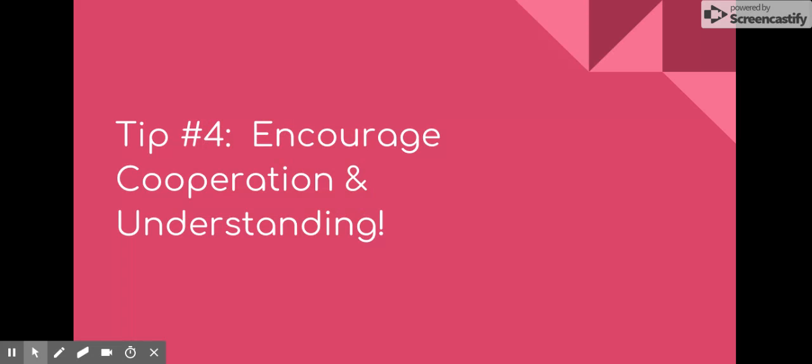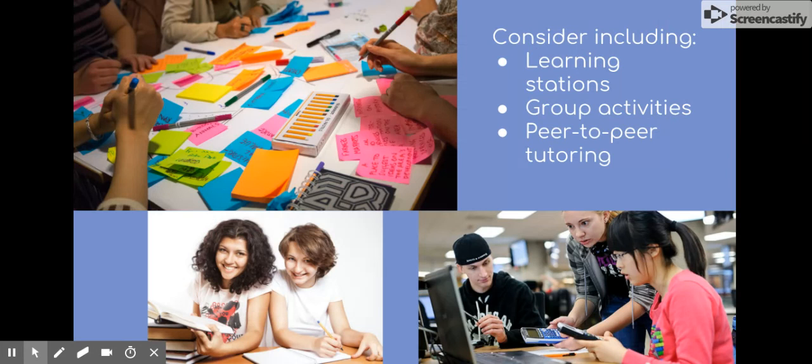Tip number 4, encourage cooperation and understanding. One of the best ways to encourage ELL student growth is through small group activities, learning stations, and cooperative learning. ELL students tend to be shoved to the fringes in lecture-style classes, so it's important to help your students feel included and welcome during all classroom activities.